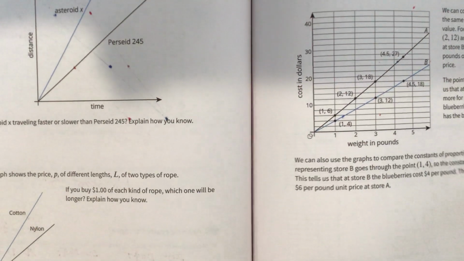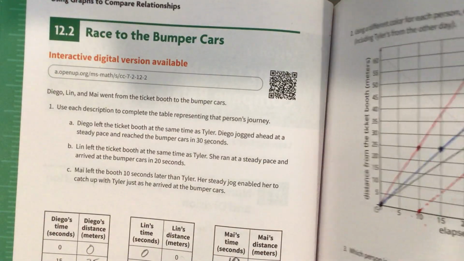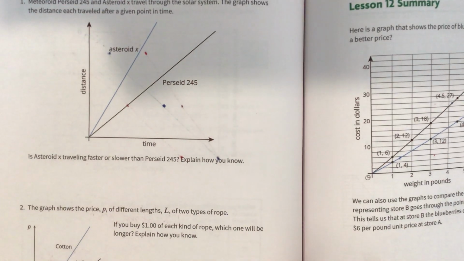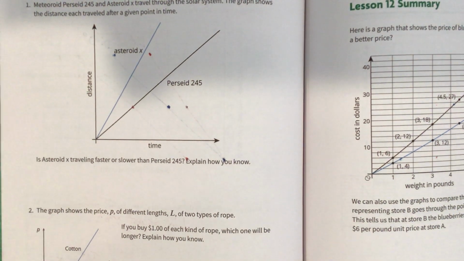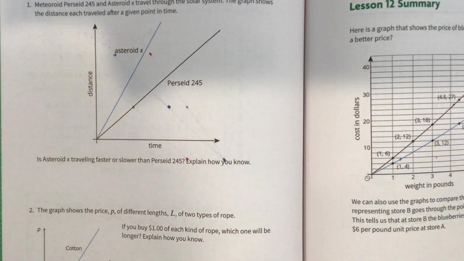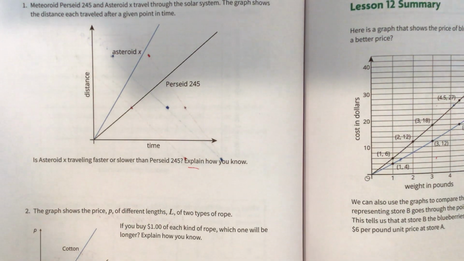All right, next question. Number 1, page 102, it says a meteoroid Perseid 245 and asteroid X travel through the solar system. The graph shows the distance each traveled after a given point in time. So the question is, which one is traveling faster? Okay, and how do you know? So it does say explain, so of course we need to do that.